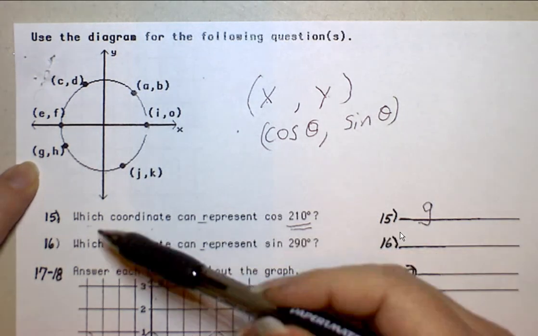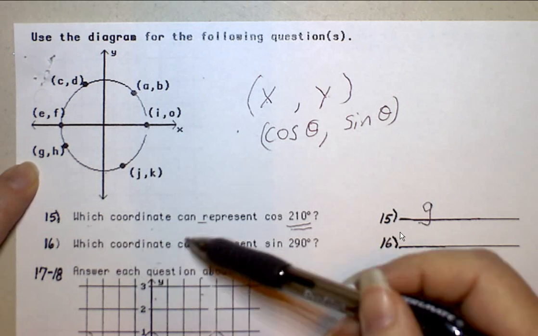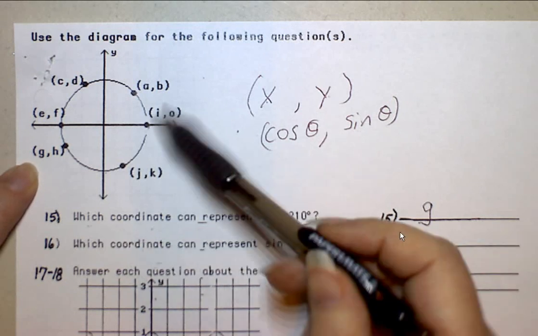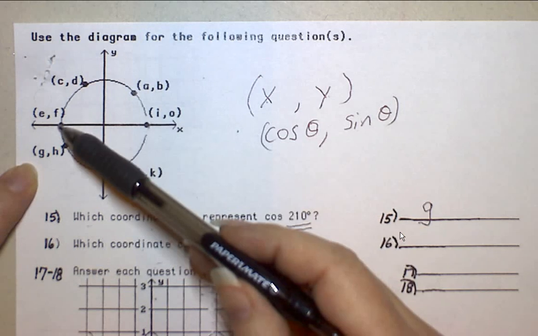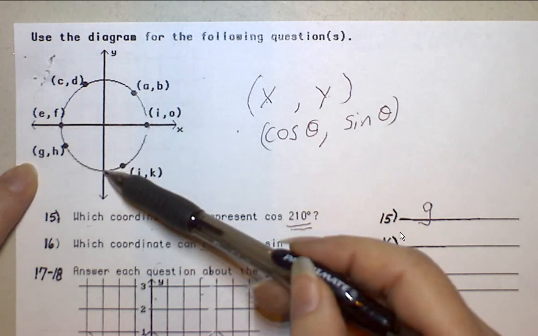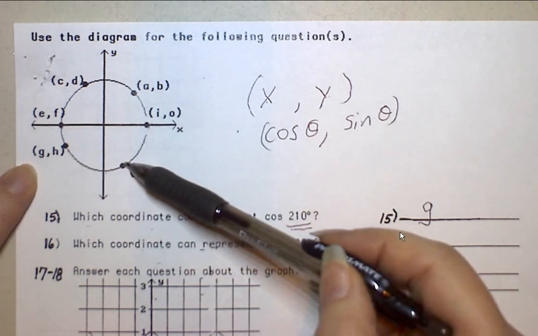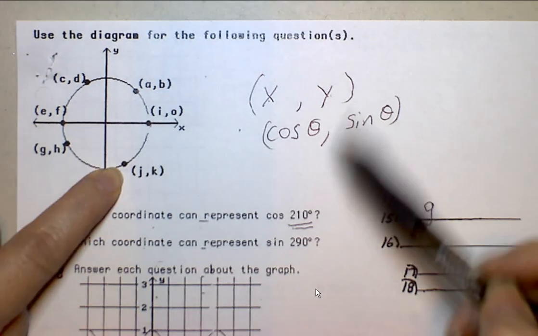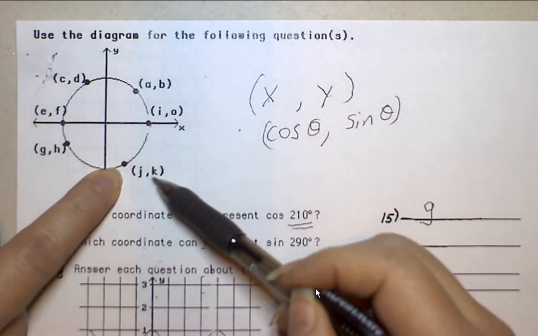Then it says, which coordinate can represent sine of 290? So we have here 180, 270, that has to be 290. Now sine, so sine is my y, so that has to be K.